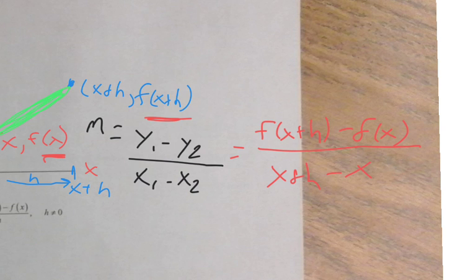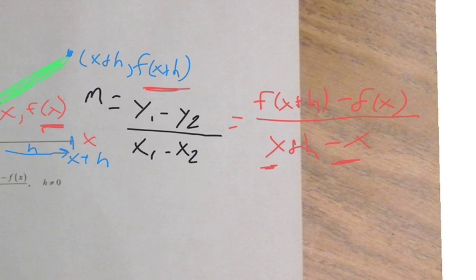And what we're left with when we cancel some stuff out, we have a positive x here, negative x here, x minus x becomes 0. So we are left with f of x plus h minus f of x over h, which is the difference quotient.